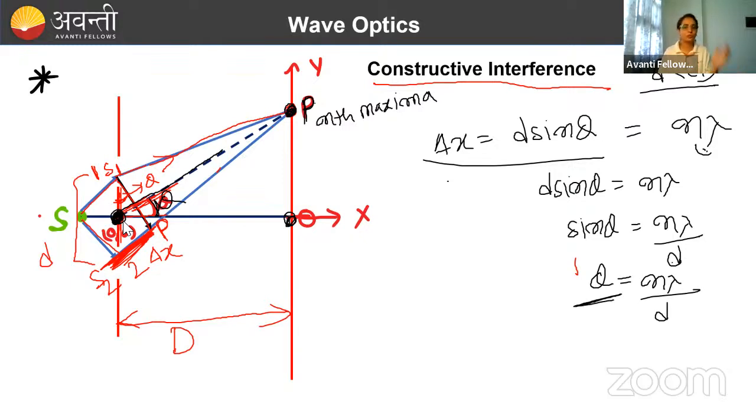So the angular position of the first maxima will be lambda by d. The angular position of the second maxima will be 2 lambda by d. Now the angle between two maximas will be how much? 2 lambda by d minus lambda by d. So similarly, we will be calculating.